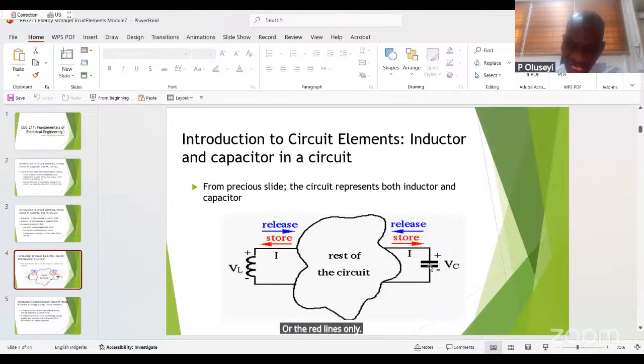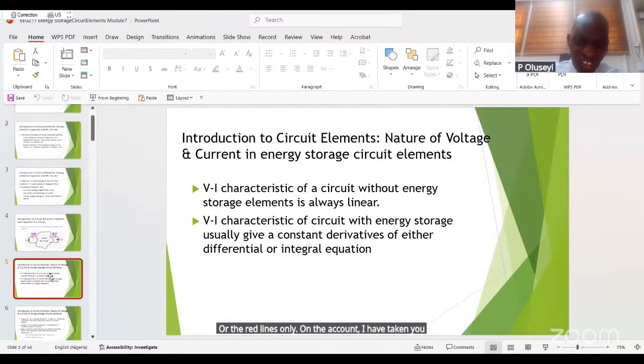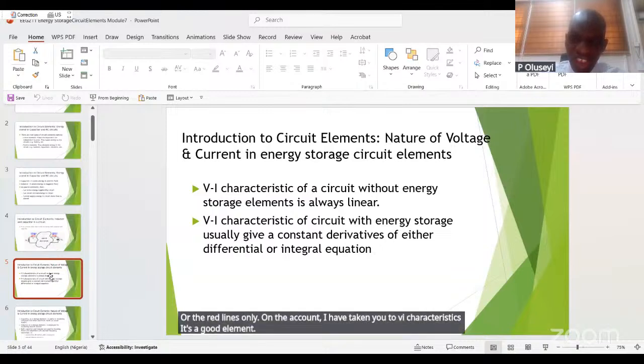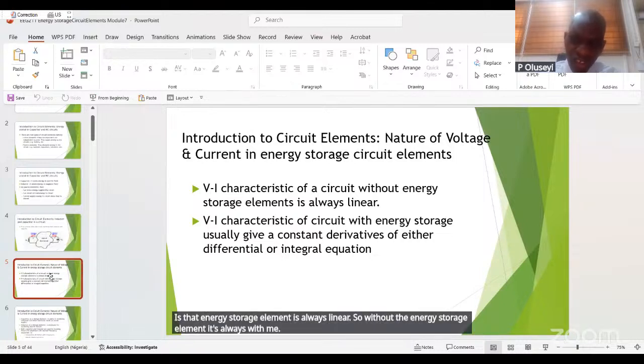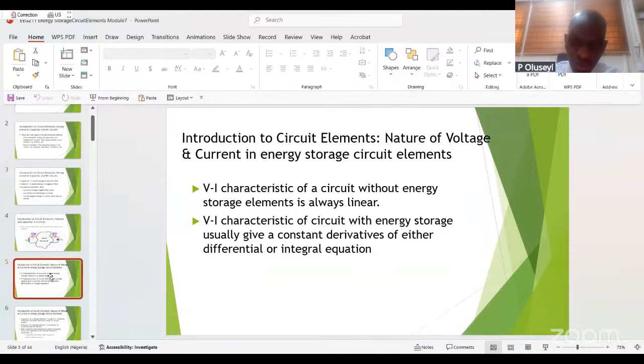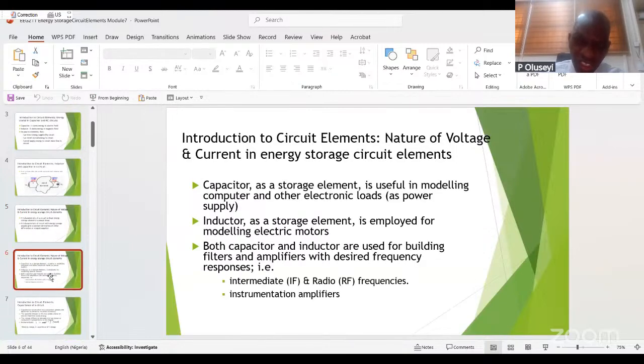So on the account, I have taken you through the VI characteristics of a circuit element, which is also applicable in this case. The VI characteristics of a circuit without an energy storage element is always linear. So without the energy storage element, it's always linear. The VI characteristics of a circuit with energy storage usually give a constant derivative of either a differential or integral equation.